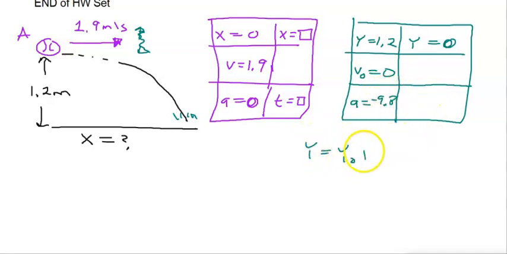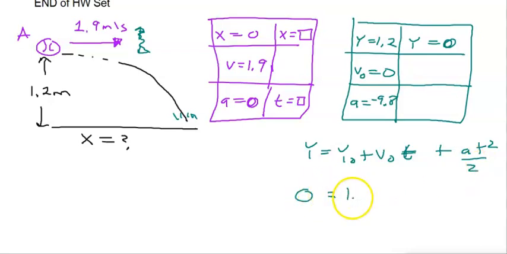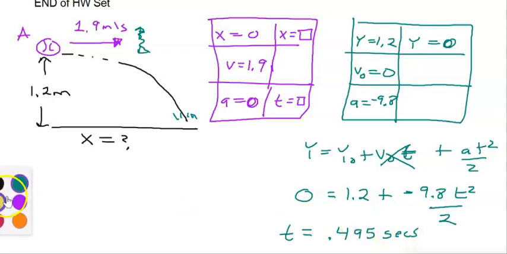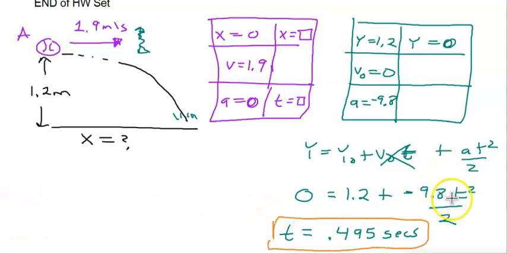So, oops, there's a v naught t plus a t squared over 2. We hit the ground. We started above the ground. We didn't launch it upwards or downwards, and a is negative 9.8 t squared over 2. This gives you a time, using the quadratic or algebraically solving it, of 0.495 seconds. For reference, while I am writing, the negative 9.8 over 2 is 4.9.